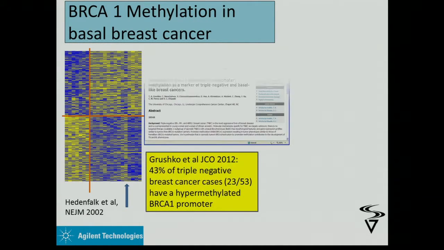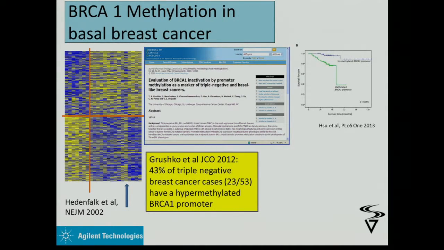And it turns out, as shown in later studies, such as this paper from Chuck Perou, that this phenomenon that we saw as an anecdote, if you will, in this early study, is much more prevalent, and in fact 43% of triple-negative cases have hypermethylated BRCA1 promoters, and this has an association with survival.